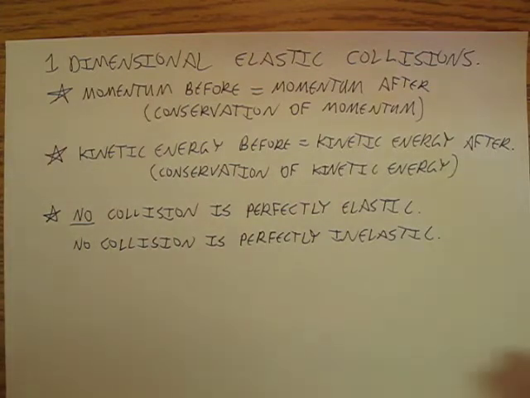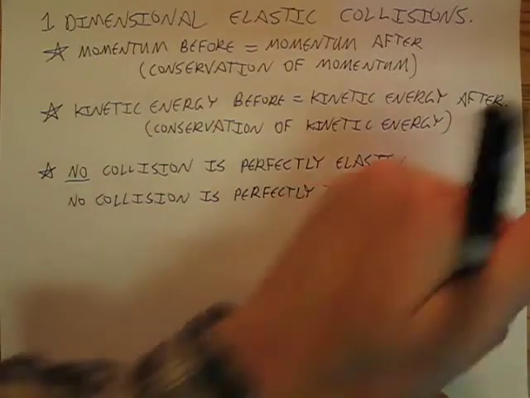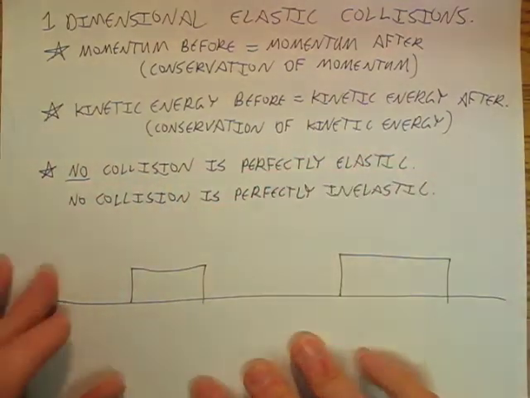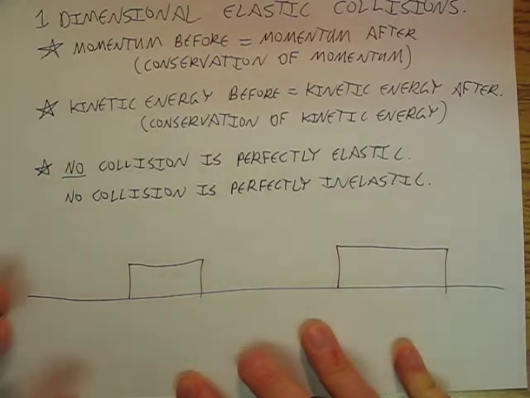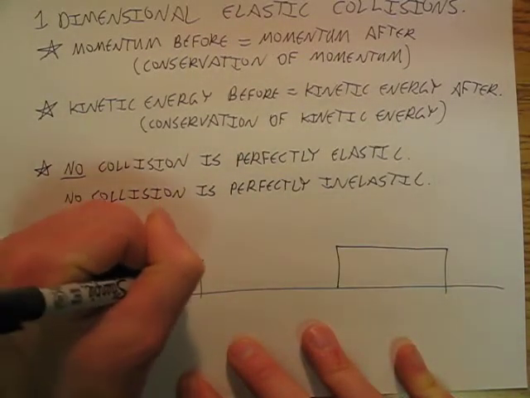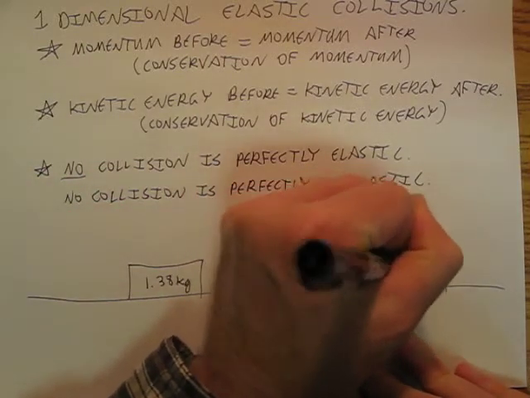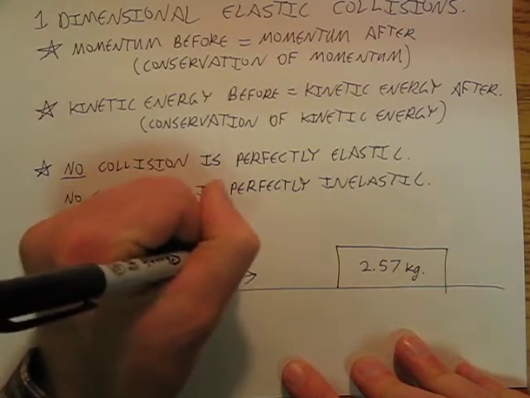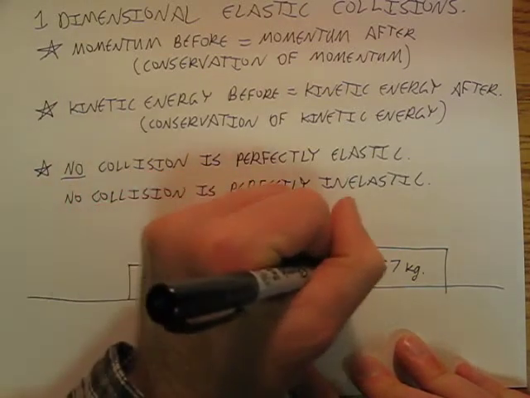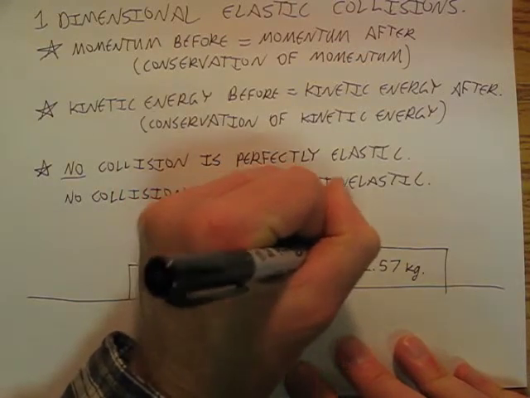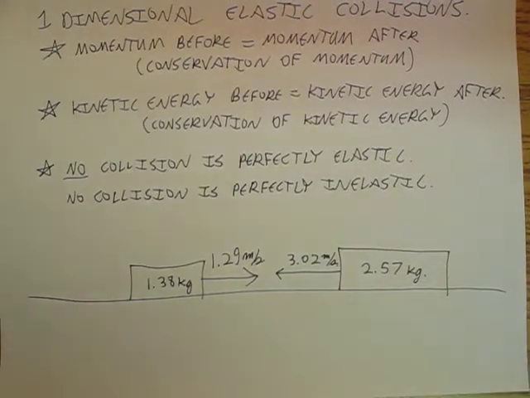Okay, so let's set up what we're going to do over the next 2 or 3 videos. We're going to come up with an arbitrary mass, and we're going to make this as difficult as it can possibly be. Let's make that 1.38 kilograms, and this 2.57 kilograms. Let's make this heading this way at 1.29 meters per second, and that heading that way at 3.02 meters per second. Just making up numbers off the top of my head. It's going to take us a while to do this, but we'll get it all set up.